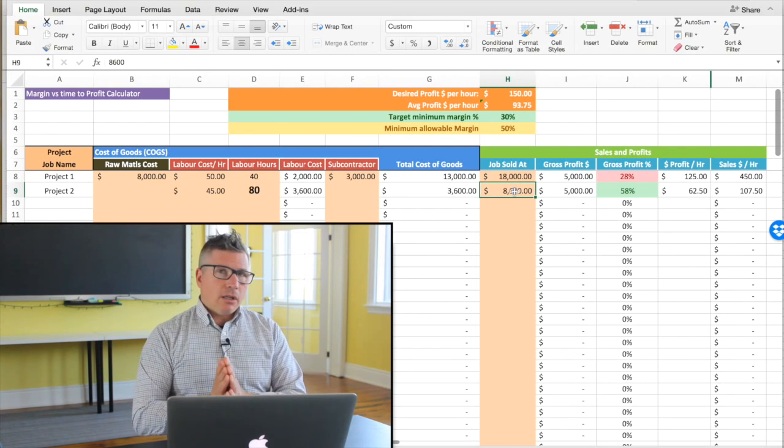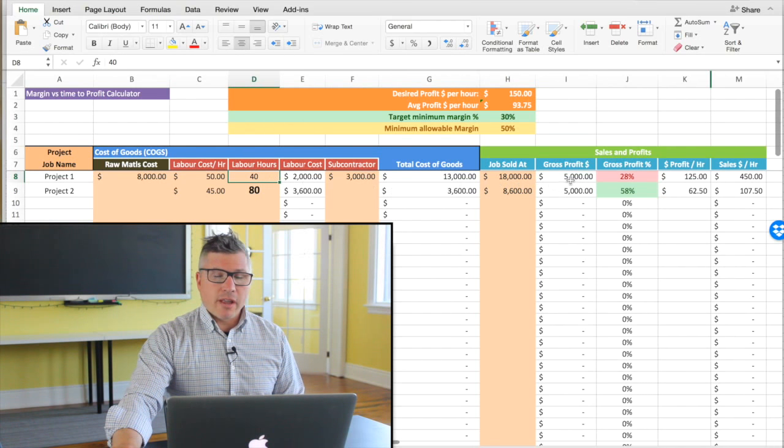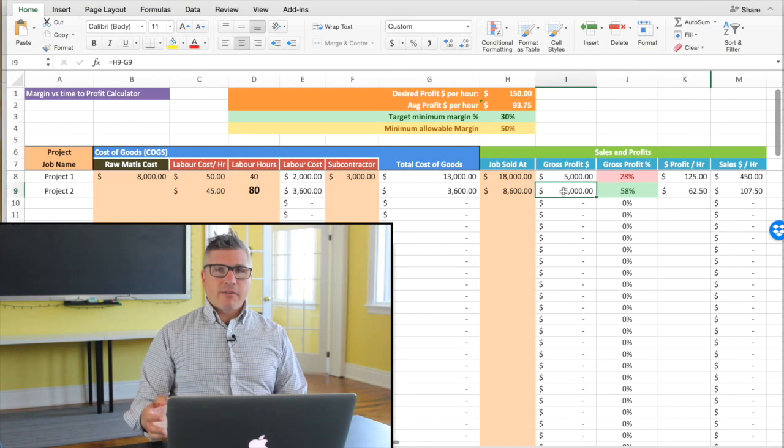If we were to look at how long each project takes to deliver, project 1 is taking 40 hours to earn that $5,000. Project 2 is taking 80 hours of labor to earn that $5,000. So isn't that interesting? We can earn $5,000 in 40 hours or earn $5,000 in 80 hours. What would you rather do?